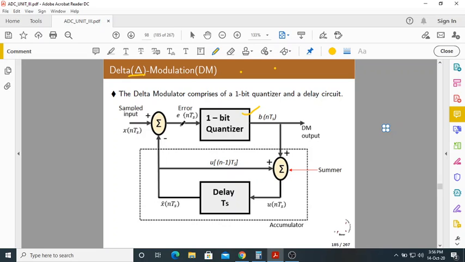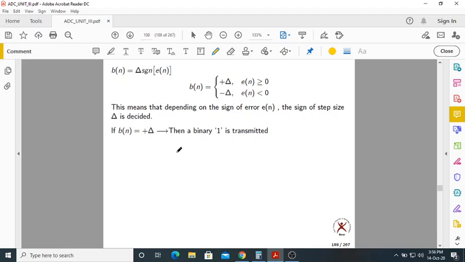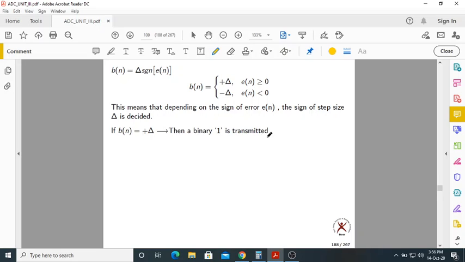Why? In the staircase waveform, it may either increase by delta or decrease by delta. This is the error and this is the output of the quantizer. If the error is positive, the output will be plus delta. If the error is negative, the output will be minus delta, the output of the quantizer. Now, this is about B of n, the output of the quantizer. Since it is a 1-bit quantizer, B is only 1 bit to transmit, either 1 or 0. Generally, we assign 1 for plus delta, 0 for minus delta.